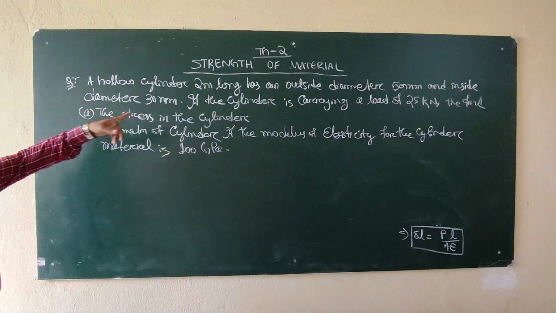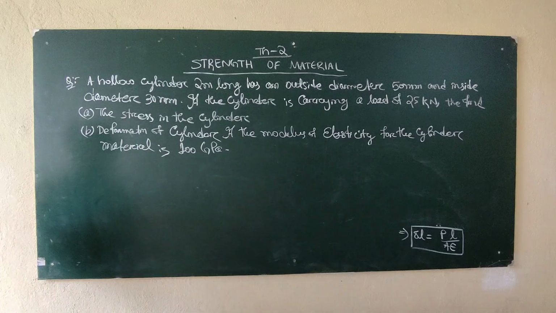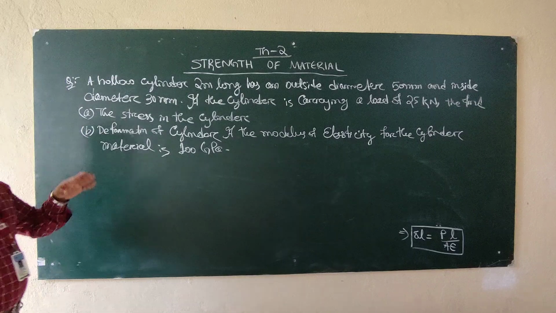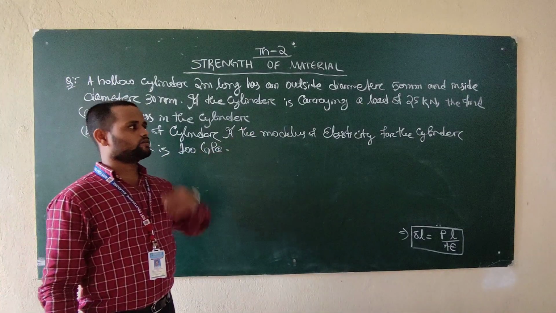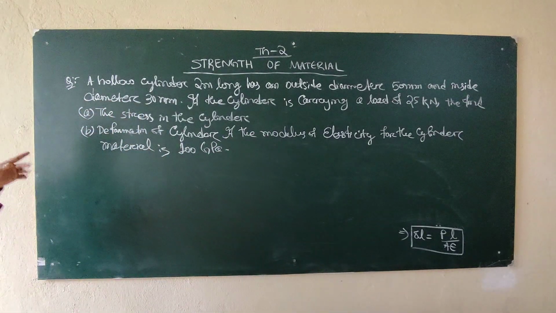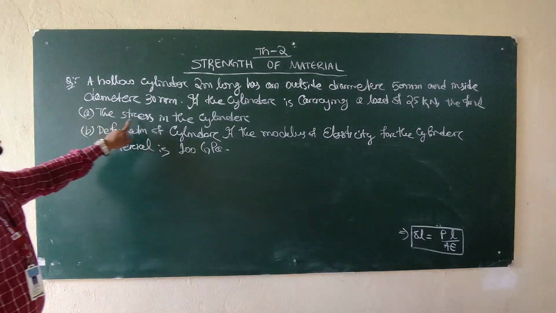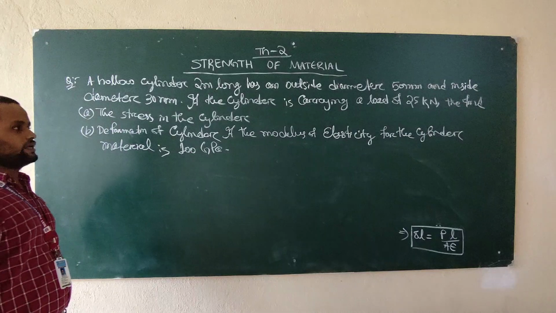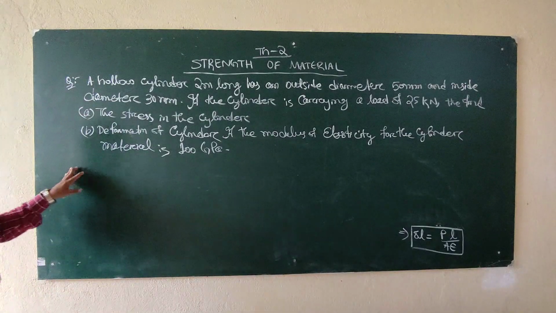A hollow cylinder 2 meter long has an outside diameter 50 mm and inside diameter 30 mm. If the cylinder is carrying a load of 25 kilonewton, find first A, the stress in the cylinder, and B, deformation of the cylinder, where the modulus of elasticity for the cylinder material is 100 gigapascal.